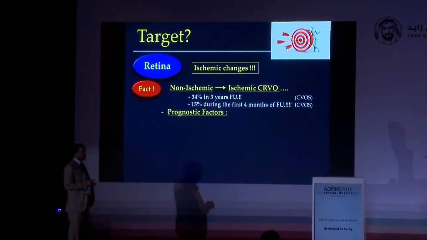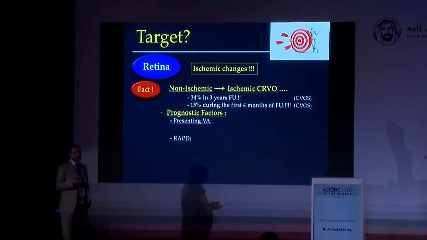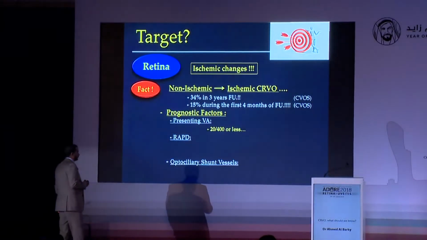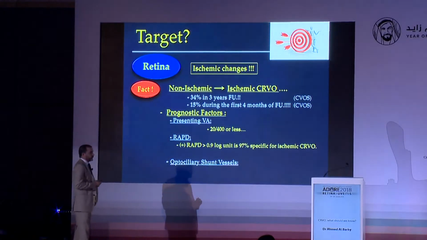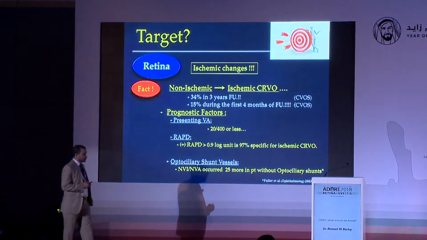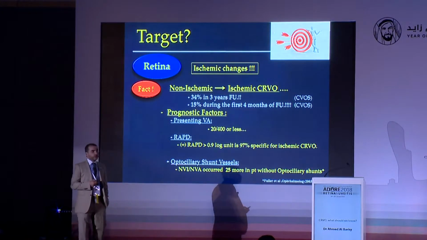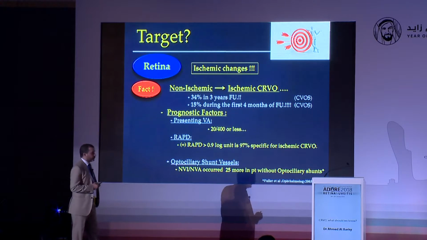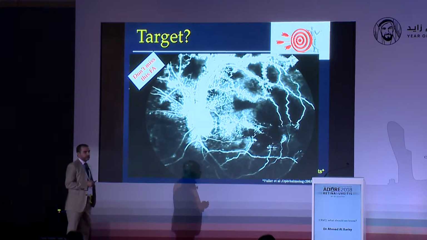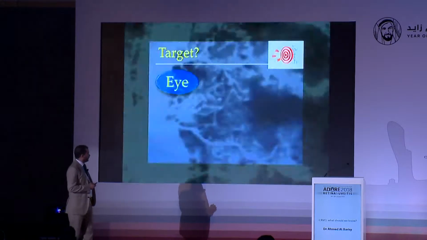And there are some prognostic factors that can give you an idea about whether this patient is ischemic or non-ischemic: presenting visual acuity of 20/400 or less, or the presence of a relative afferent pupillary defect, and finally absence of cilioretinal shunt give a 25 times higher chance of new vessels occurring than in those patients who have a cilioretinal shunt. Definitely we don't want to miss fluorescein angiography while dealing with the patient.